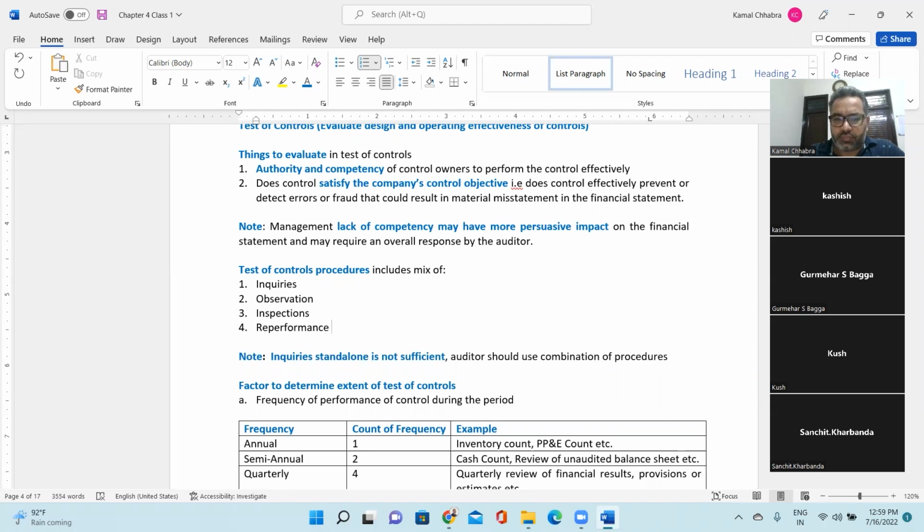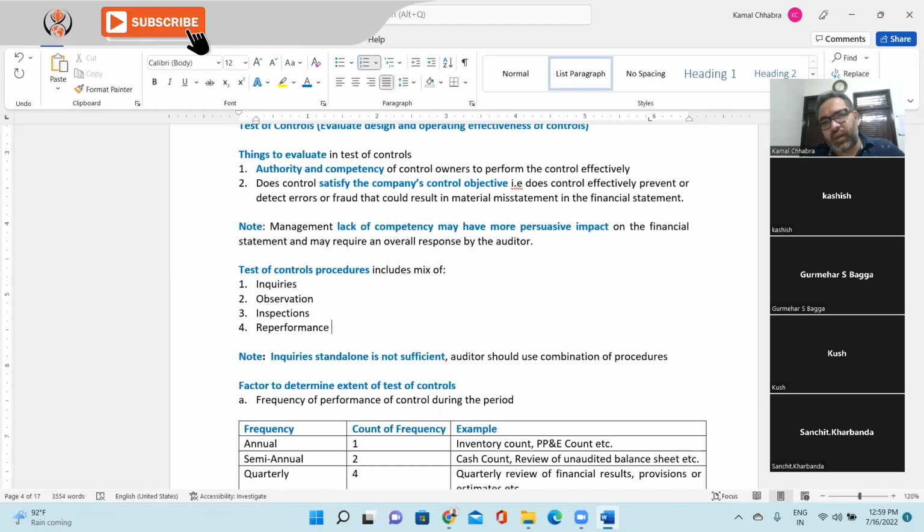So can recalculation also be added here? No, recalculation is for numbers, and numbers are being tested in test of details. For test of control, we are testing attributes. Okay.